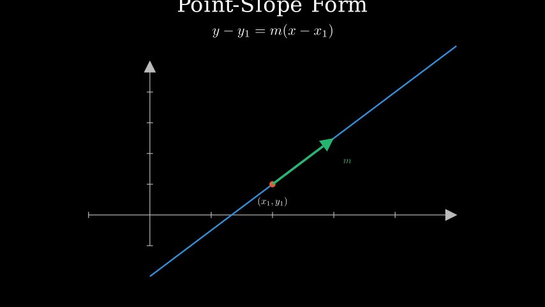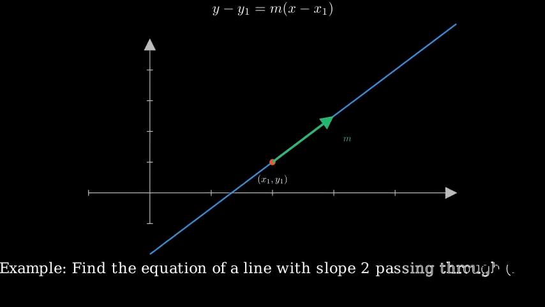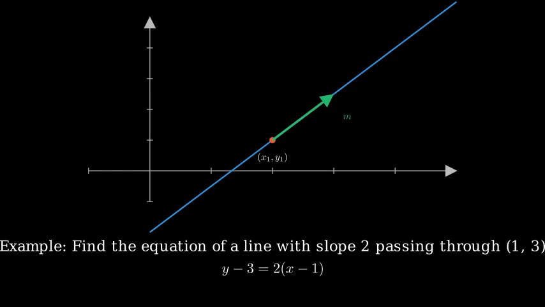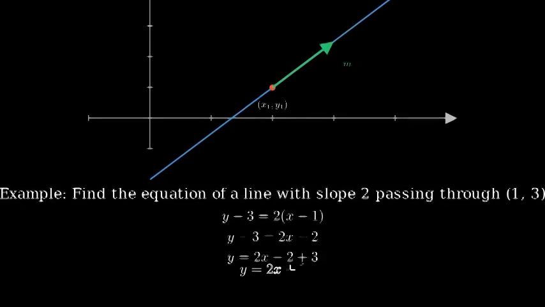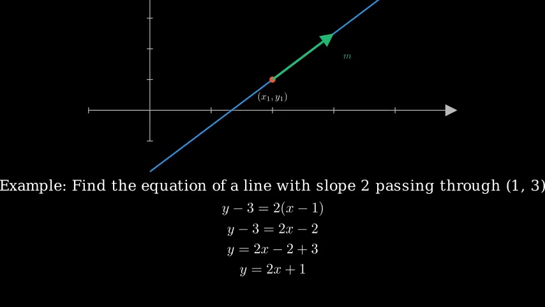Let's work through an example. Find the equation of a line with slope 2 that passes through the point (1, 3). Using the point-slope form, we substitute the values. y minus 3 equals 2 times (x minus 1). Expanding this, we get y minus 3 equals 2x minus 2. Rearranging to isolate y, we get y equals 2x plus 1.